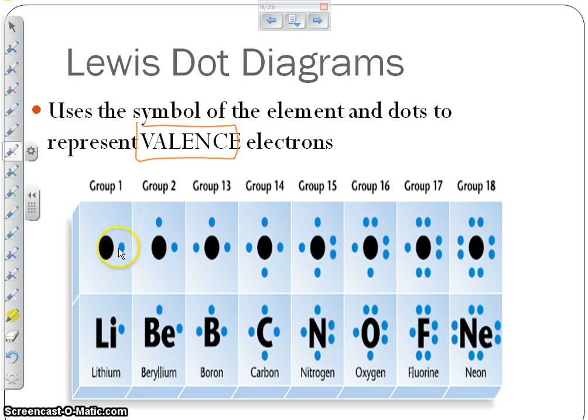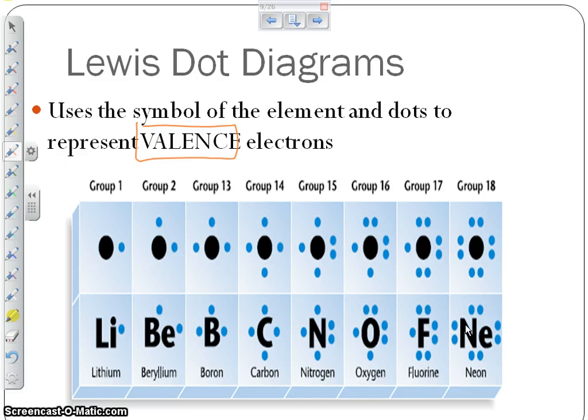Okay, so in this case, our first group, lithium, you're only drawing 1 dot. Our second group, you're drawing 2 dots. Our third group, you're going to go ahead and draw 3 dots. So you're basically indicating how many valence electrons are around each individual atom.